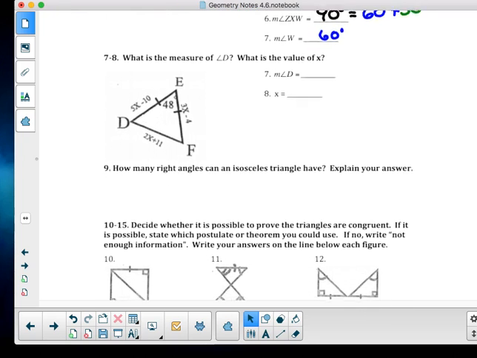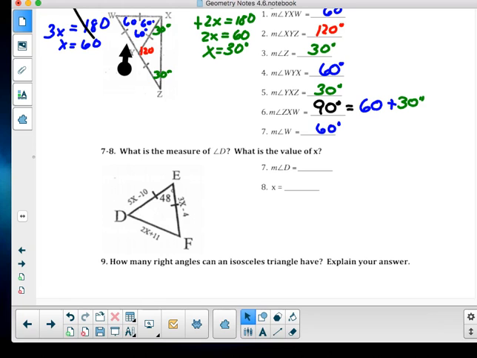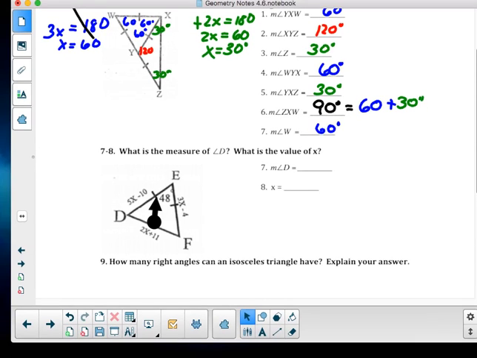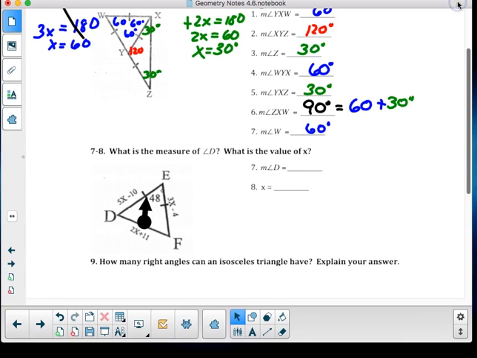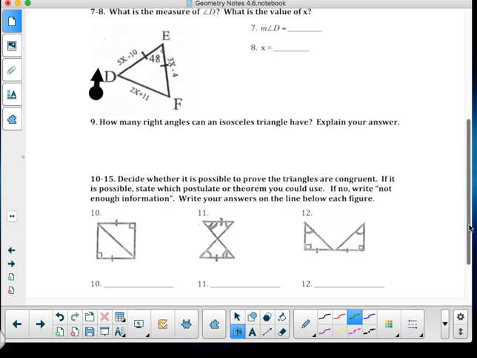Now in 7 and 8, what is the measure of angle D and what is the value of x? This is significant because I've got to know a couple things. First, these markings, and let me grab my little pointer from the previous problem, that'll help us out. So I'm looking this over. Sorry, my video's in the way, my framing. So I'm looking at these two congruent sides, and because I have two congruent sides, that's isosceles. Isosceles triangles have two congruent sides, and consequently, across from those sides, two congruent angles. So I've got to keep that in mind.